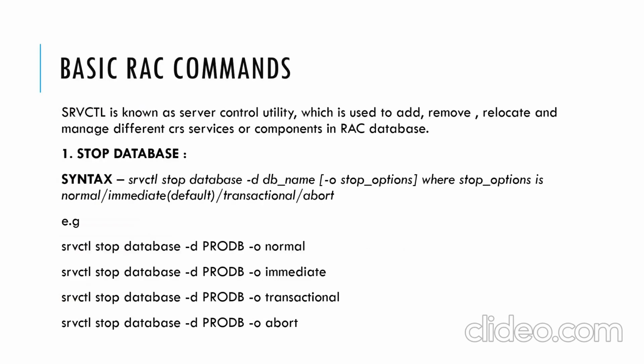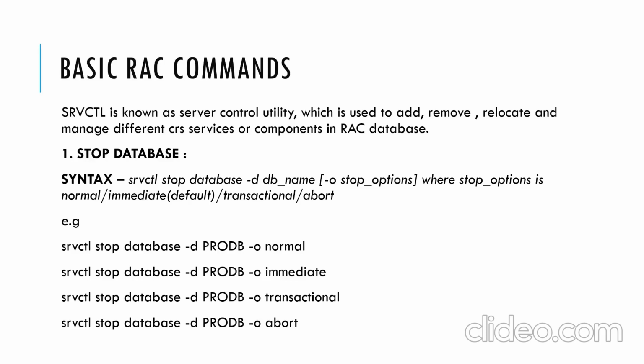Now let us discuss the basic RAC commands. SRVCTL is known as Server Control Utility and is used to add, remove, relocate, and manage different CRS services or components in a RAC database. Stop database. How do we stop a RAC database? The syntax is srvctl stop database -d dbname -o stop options, where the stop options are normal, immediate, transactional, and abort.